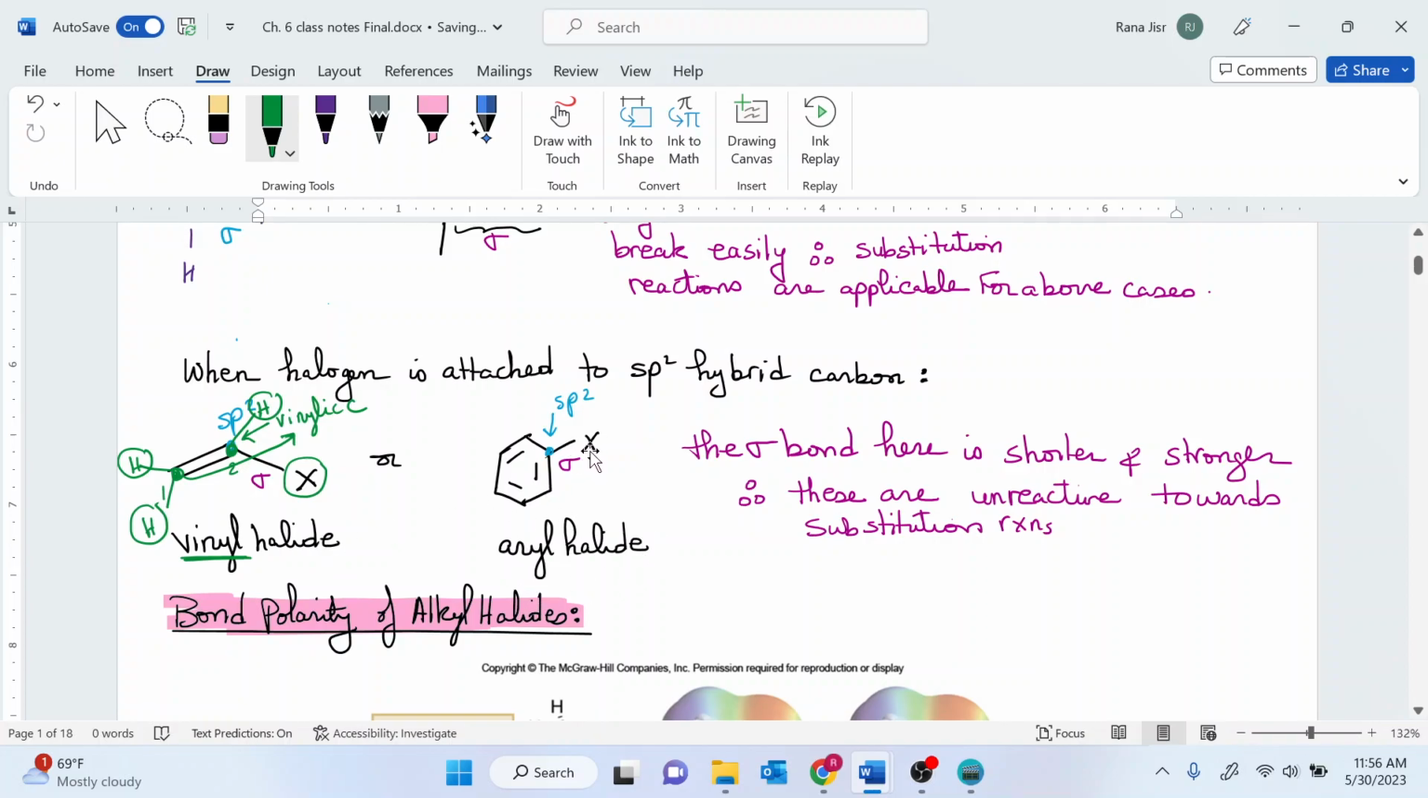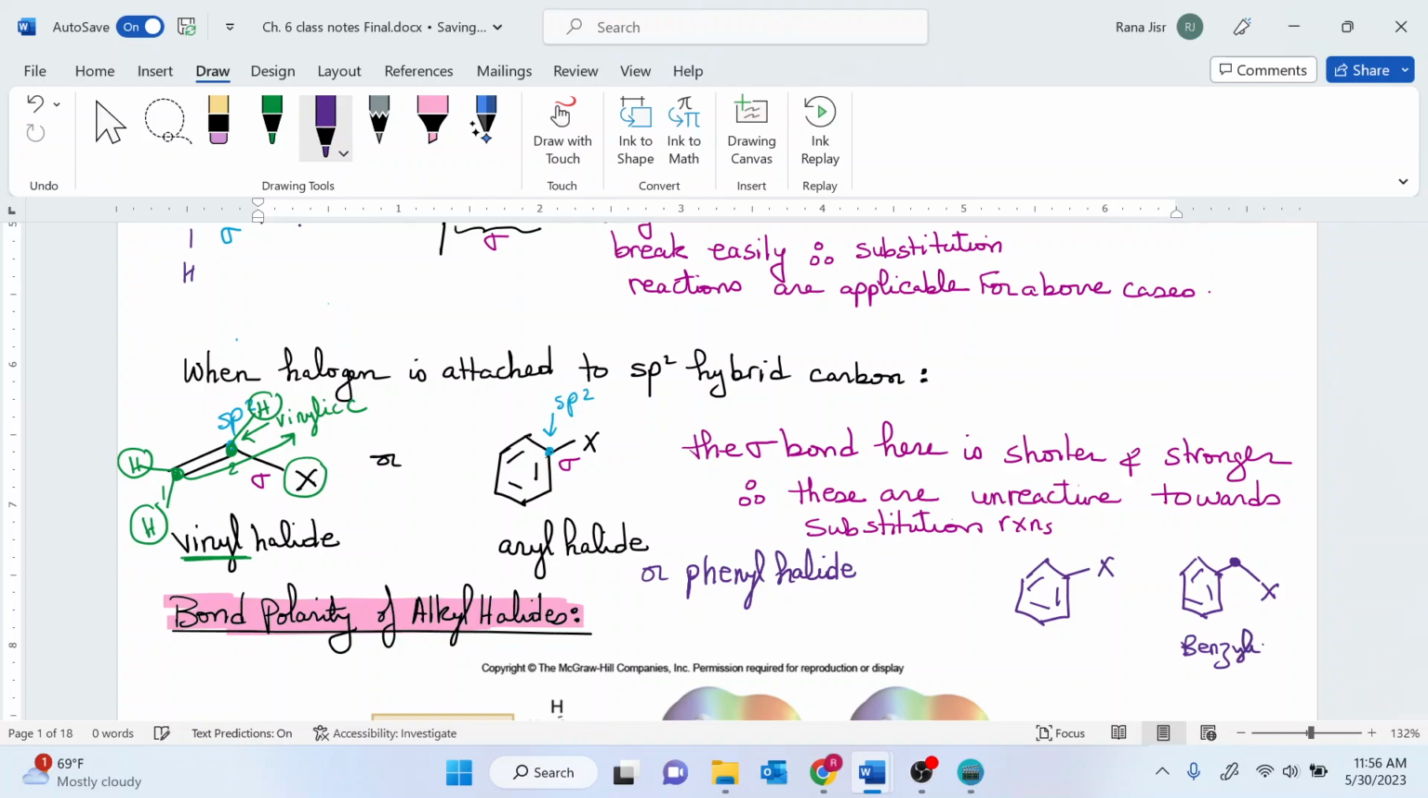If you have a halogen that is attached to the benzene, you cannot name it benzylic, because benzylic has a carbon between the benzene and the halogen. So this is called simply an aryl halide, or a phenyl halide. And there's a difference between a phenyl and a benzyl. So this is a phenyl halide. A benzyl halide is whenever you have a benzylic carbon, and on that benzylic carbon you have a halogen. So this is called a benzylic halide.